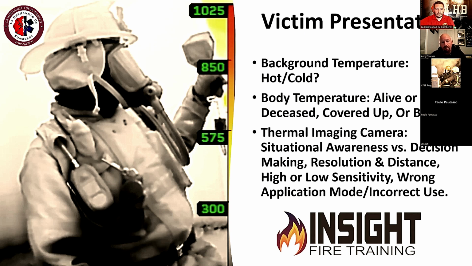So to identify a victim with a thermal imaging camera, there are 3 variables you must consider. Number 1, the background temperature of the overall environment, and what affects how that person will present. Is it hot or cold in that environment? Number 2, the body temperature of said victim. Are they alive? Are they deceased? And number 3, the type of thermal imaging camera and how it's being used.